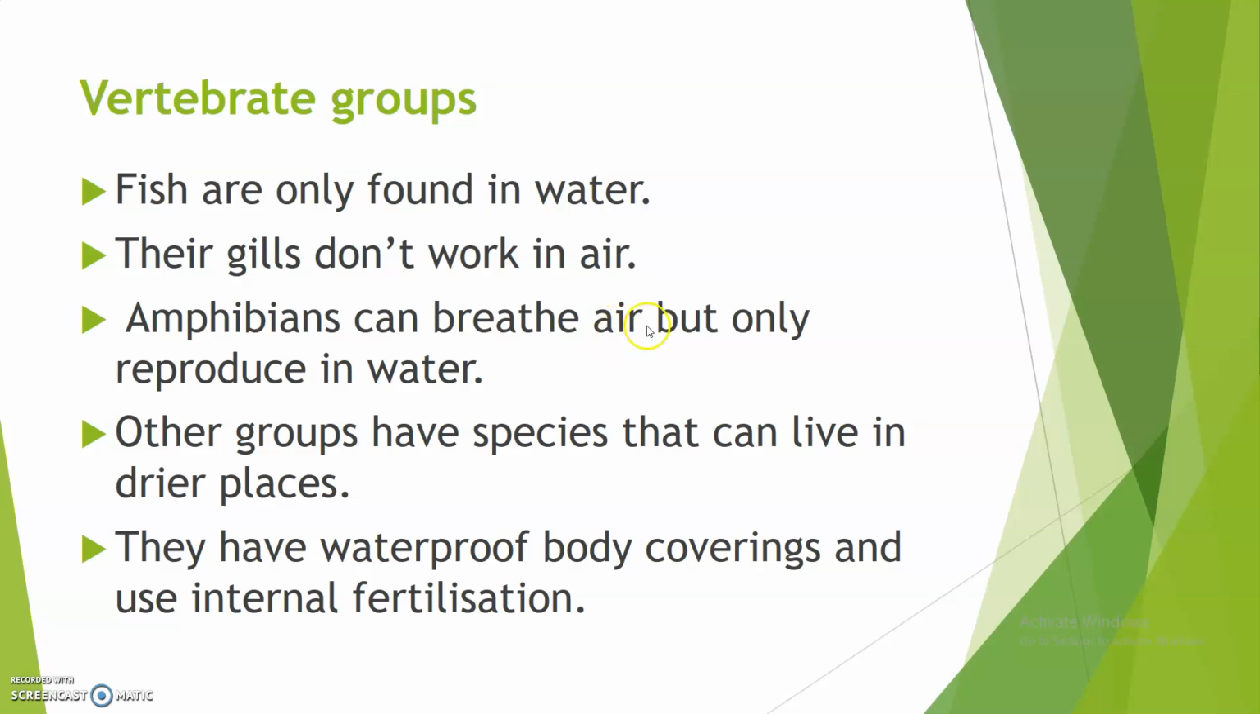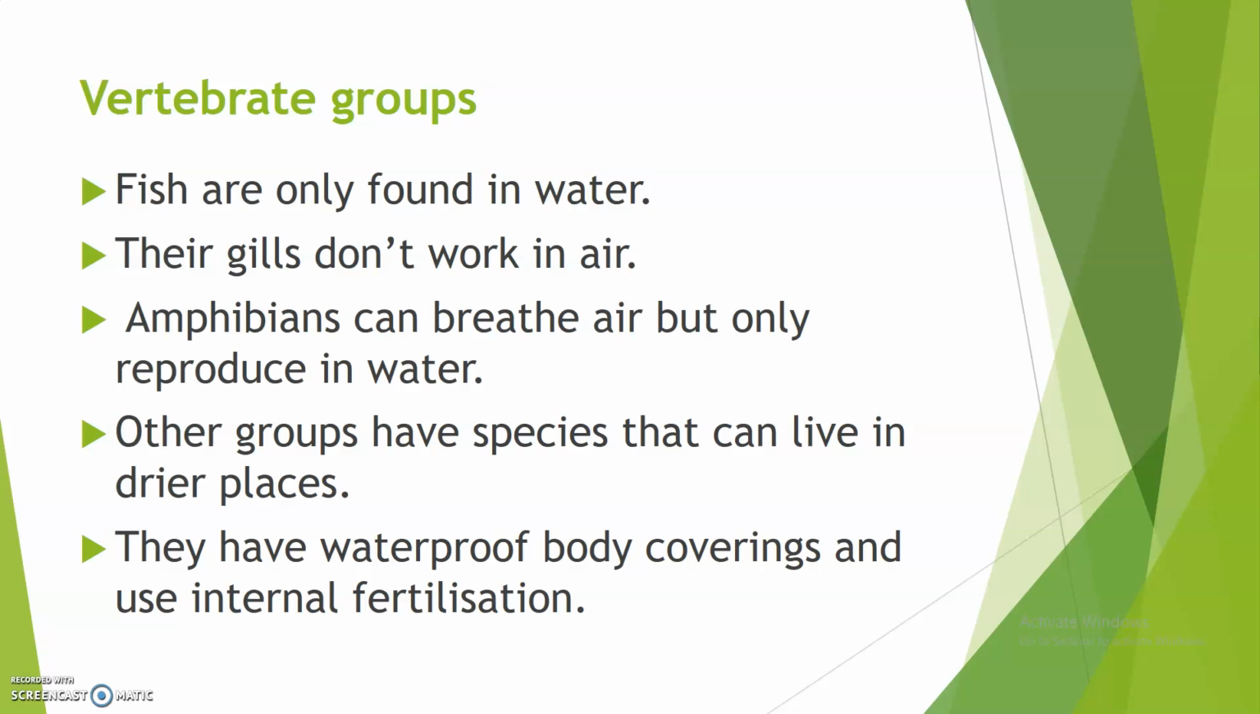Amphibians can breathe air but only reproduce in water. I have discussed it. Amphibians can breathe air, they can live on land, but what is the problem? For reproducing, for laying eggs, water is compulsory for them. Other groups have species that can live in drier places also. Like human mammals, birds, and even reptiles can live in drier places. That means without water also we can live.